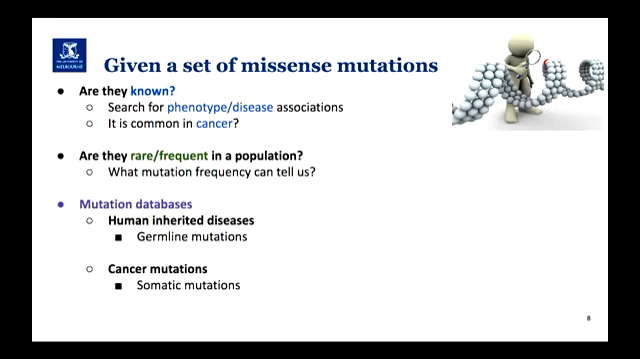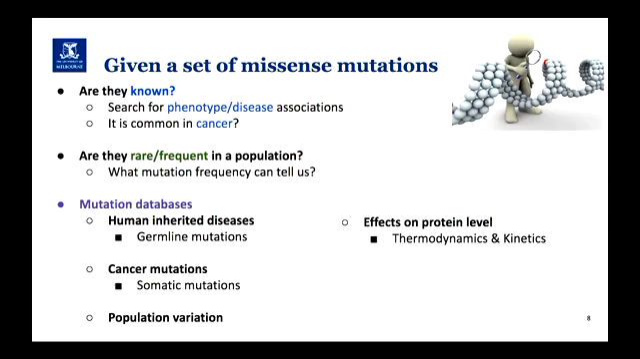We can also have population variation databases, and also databases that try to characterize the effects of the mutation on the protein level. For instance, what's the mutation doing to the protein? Is it affecting its thermodynamics, its stability? Is it affecting its interaction with its partners? And usually we have data sets of experimentally characterized mutations. And as you can imagine, it's a very, very laborious and costly process. But it's very important data. For instance, data on protein stability effects and protein-protein interactions.